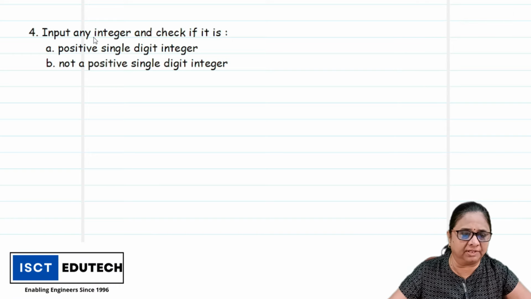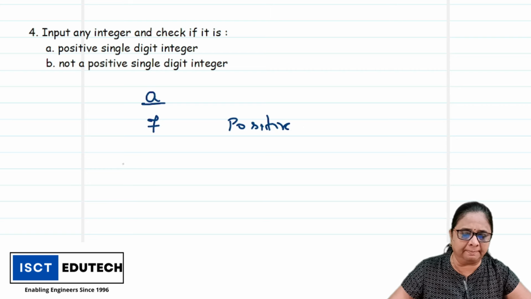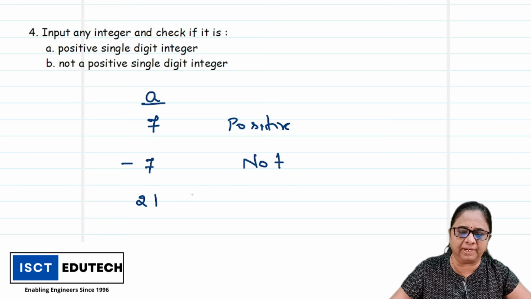The problem definition is you have to input any one integer and check whether that integer is a positive single digit integer or not. What do I mean by this? Suppose my input is 7, what should it say? The output is it is a positive single digit. But if I say -7, it should say not a positive single digit. What if I say 21? Not a positive single digit.